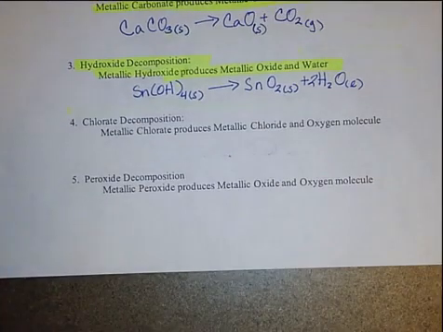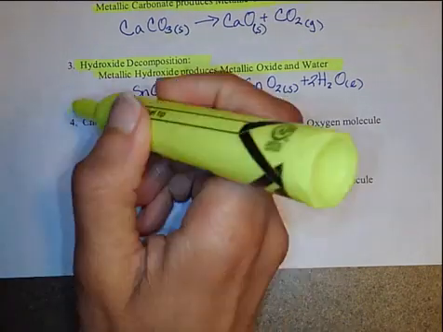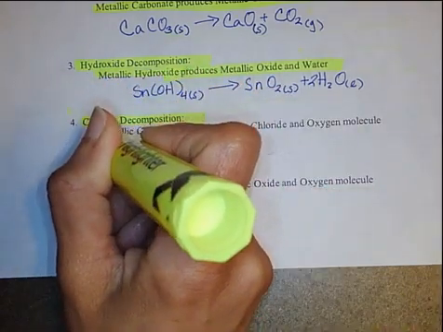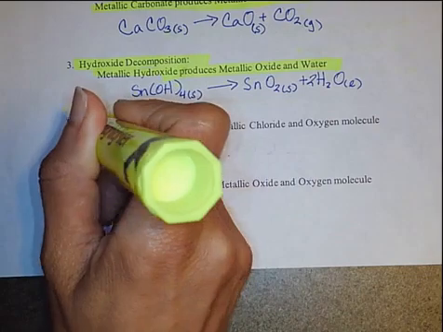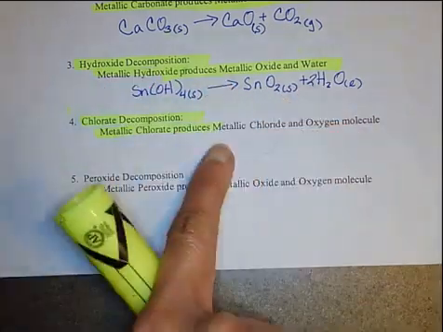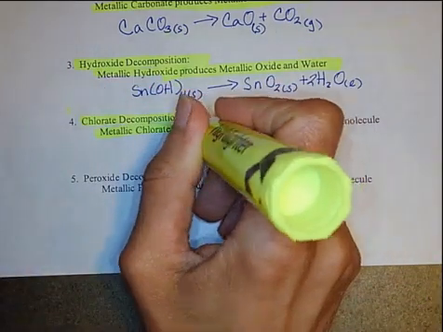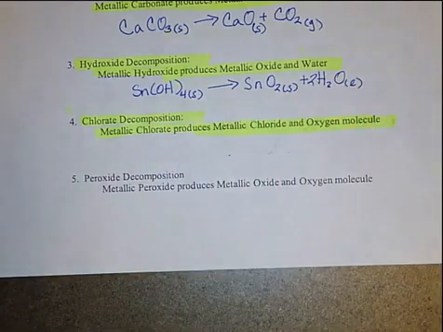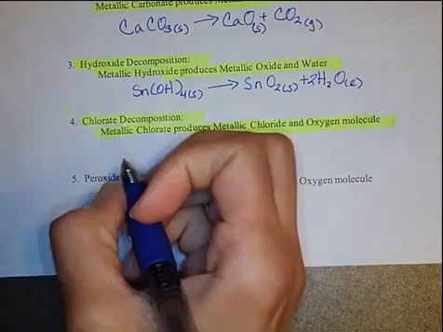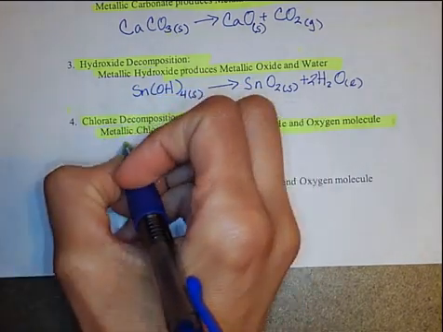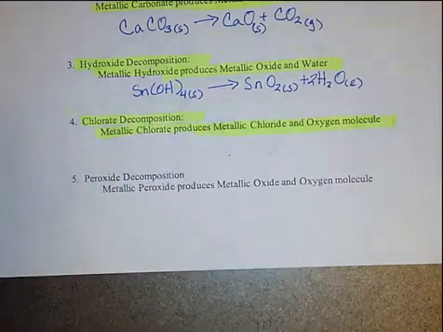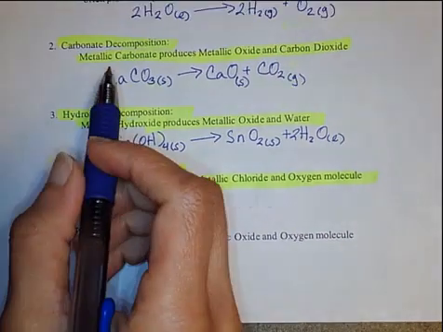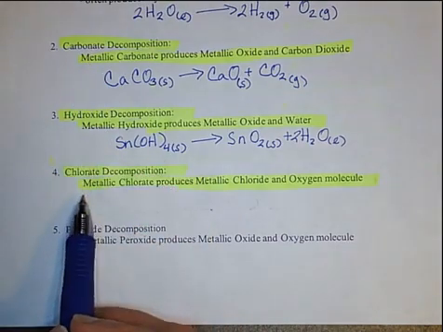Next one you have is chlorate decomposition. And this is again a metallic, but now it's a metallic chlorate that produces a metallic chloride. So that's a little different, with oxygen gas or oxygen molecules present. In this case, I'm going to pick a metallic chlorate. Chlorate, remember, is your polyatomic, just like hydroxide and just like carbonate. These are all your polyatomic ions.